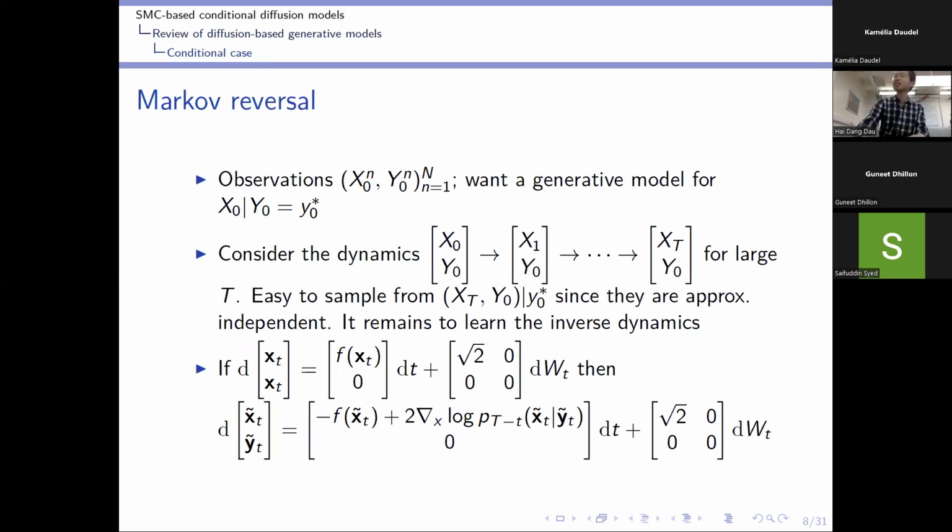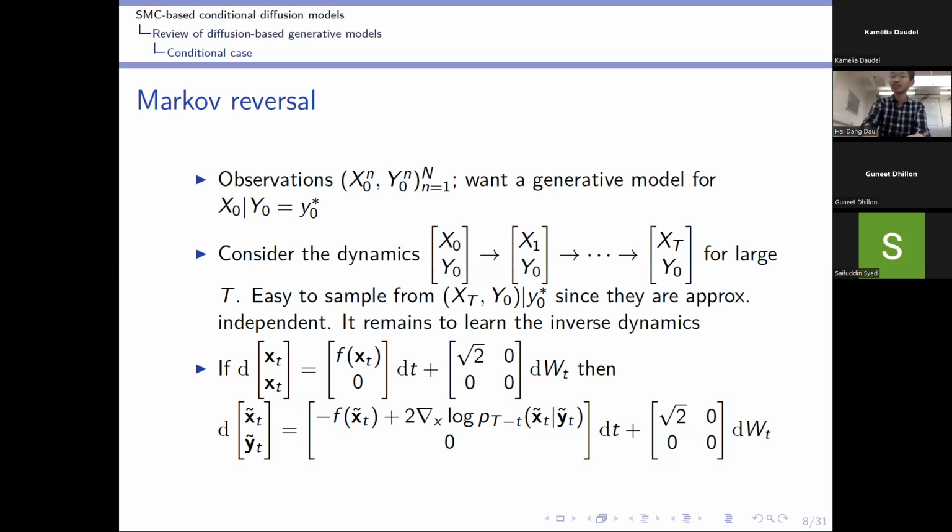In the conditional case, you do more or less the same thing, but the goal is different. You have observations X0^n, n equal to 1 to N, and you want a generative model for X0 given Y0 equal to y0 star. You would like to consider the dynamic, but this time the dynamic has changed because you keep Y0 constant all the time. If you do this for T large enough, then it is easy to sample from XT, Y0 given Y0 star because they are approximately independent. So it remains to learn the inverse dynamics. And again, here is Yt, sorry for that. I completed this slide last night, so there are quite some errors on it.